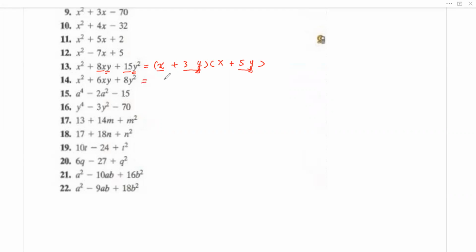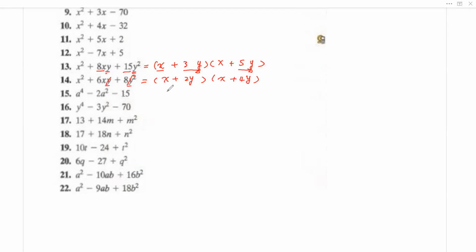Number 14, the same process. x plus 2y, right? If we take the y off, if you cross this y out, the rest is x squared plus 6x plus 8. So you can factor into x plus 2, x plus 4, right? So we add the additional y in the back side.